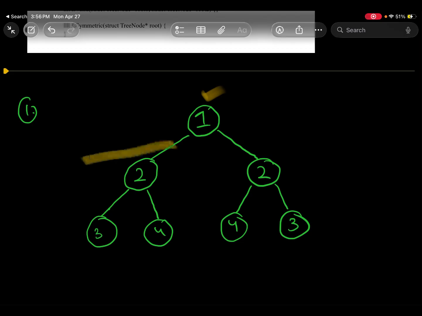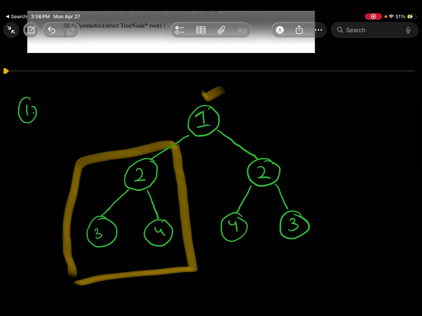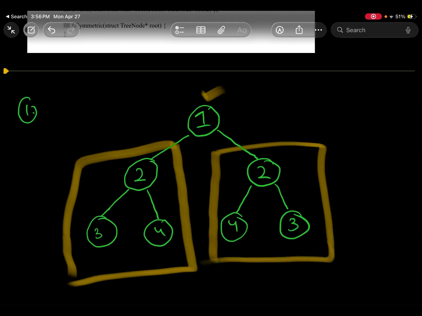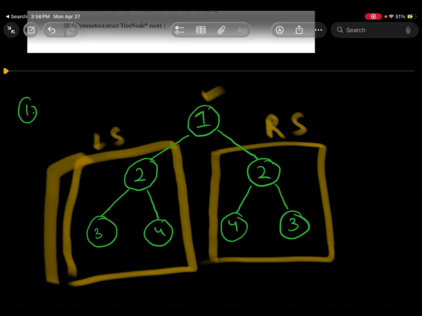Let's focus on the left subtree and the right subtree. This is what we need to focus on. Now look at this. Is the left subtree a mirror image of the right subtree? It is, right? I begin at 2, so look at the left subtree here. If I were to invert my right subtree, I would get the left subtree. So this is exactly what the question is asking us.